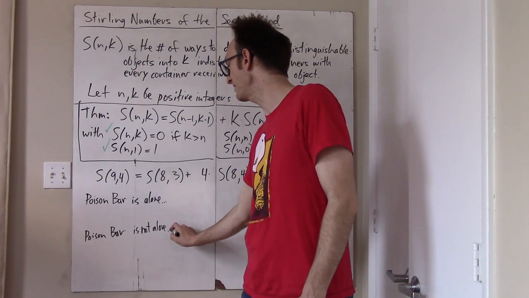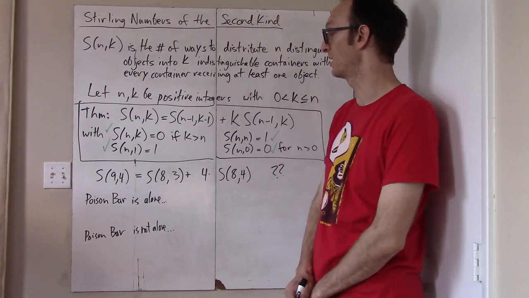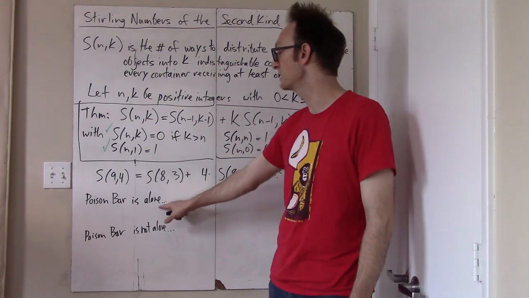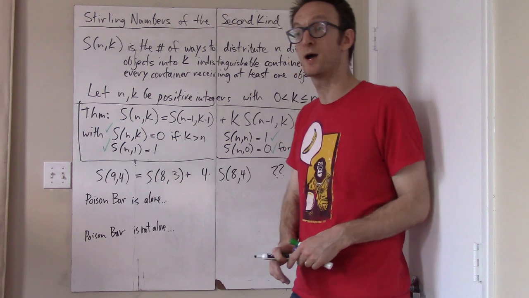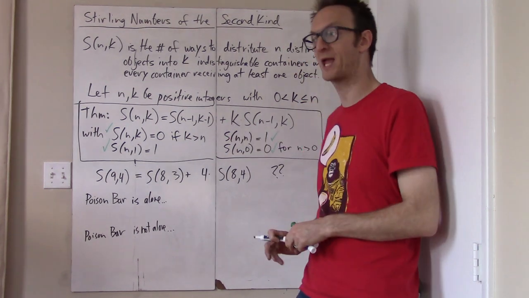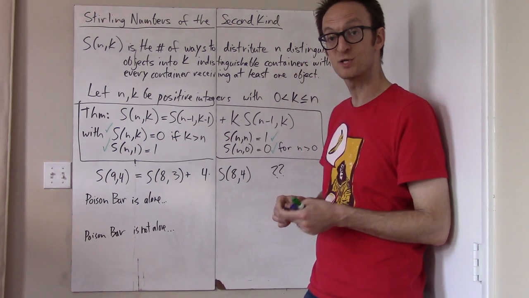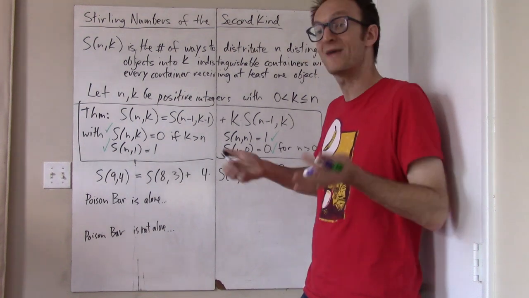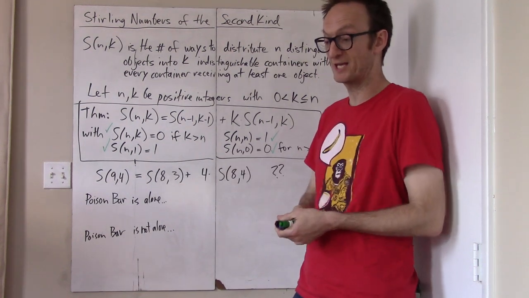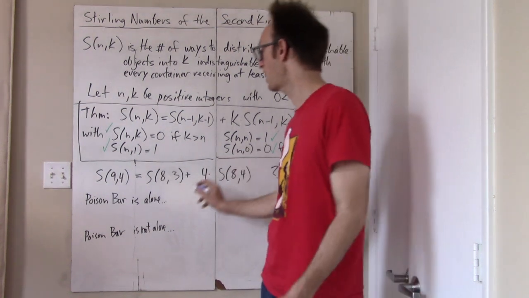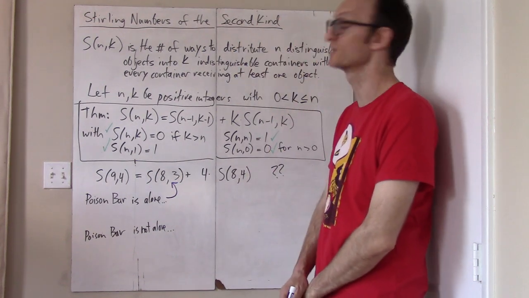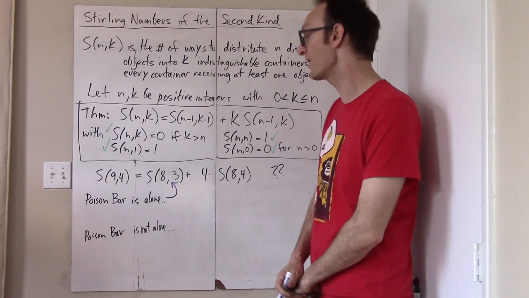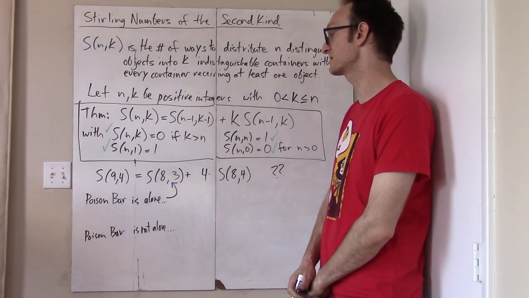Okay, well, if the poison bar is alone, then you've basically decided to just put the poison bar in its own box with no other candy bars with it. And so if that's your decision, then you have 8 remaining candy bars, and those 8 remaining distinguishable candy bars are to be distributed to the 3 remaining weasel boxes. So there you go.